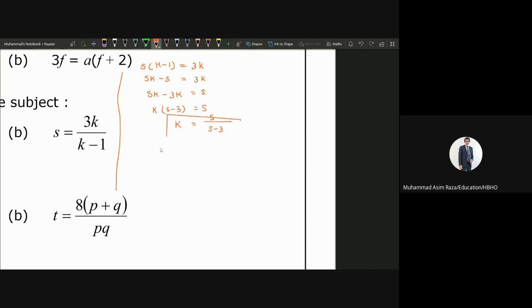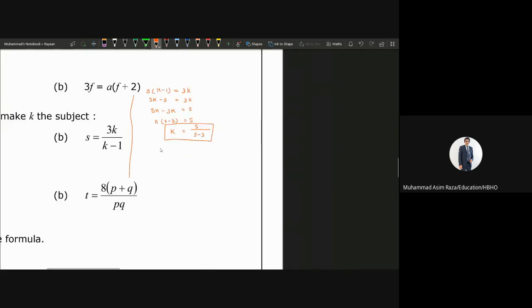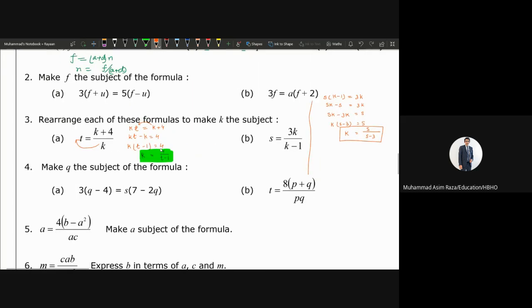You see that such types of questions are very much important for making the subject. Not only do questions regarding making the subject of formula come in the exam, but you also have to find the inverse of a formula as well. And when we find the inverse of a function, we have to make x the subject of the formula. So there, this concept will also be used. So it is important that we learn this now.